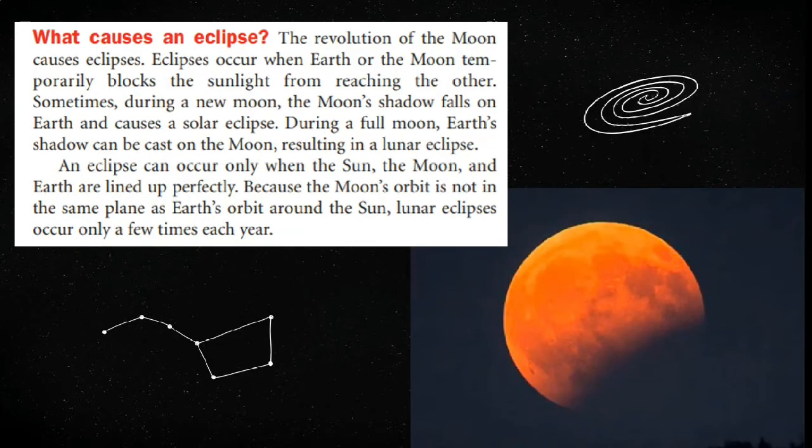What causes an eclipse? The revolution of the Moon causes eclipses. Eclipses occur when Earth or the Moon temporarily blocks the Sun from reaching the other. Sometimes during a new moon, the Moon's shadow falls on Earth and causes a solar eclipse. During a full moon, Earth's shadow can be cast on the Moon, resulting in a lunar eclipse. An eclipse can occur only when the Sun, the Moon, and the Earth are lined up perfectly.